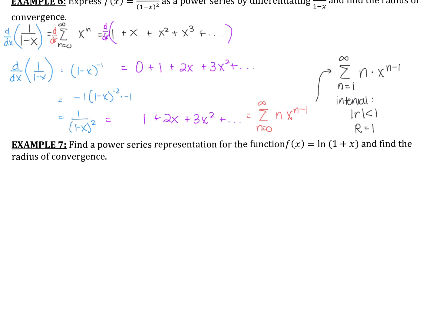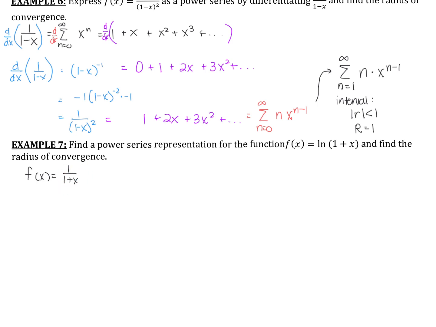Think about this for just a moment. What is the relationship between the function 1 over 1 plus x and my function, natural log of 1 plus x? Is there a relationship between this function and this function?